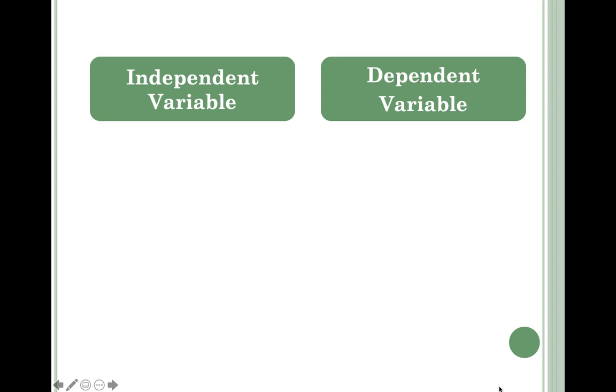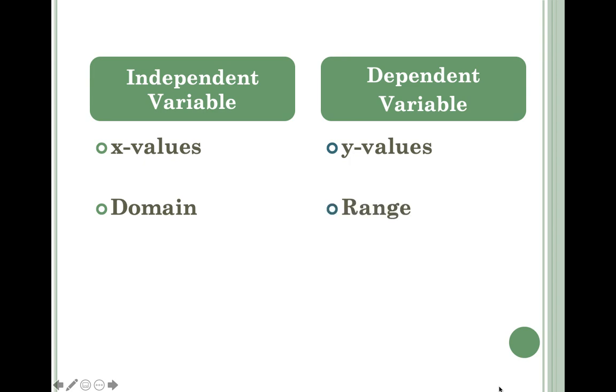So in this lesson, you are going to be reading about independent and dependent variables, which you should already be familiar with from science, but just a refresher, the independent variable represents the x values, or the domain, and the dependent variable represents the y values, or the range. So whenever graphing, the independent variable is always on the x-axis and the dependent variable is always on the y-axis.